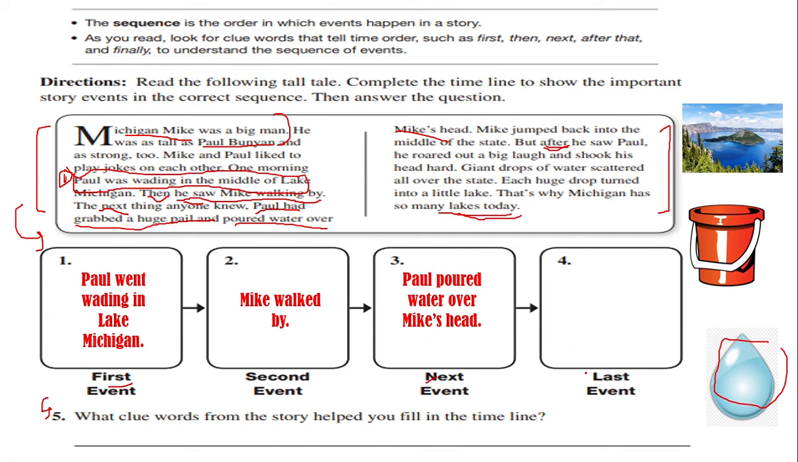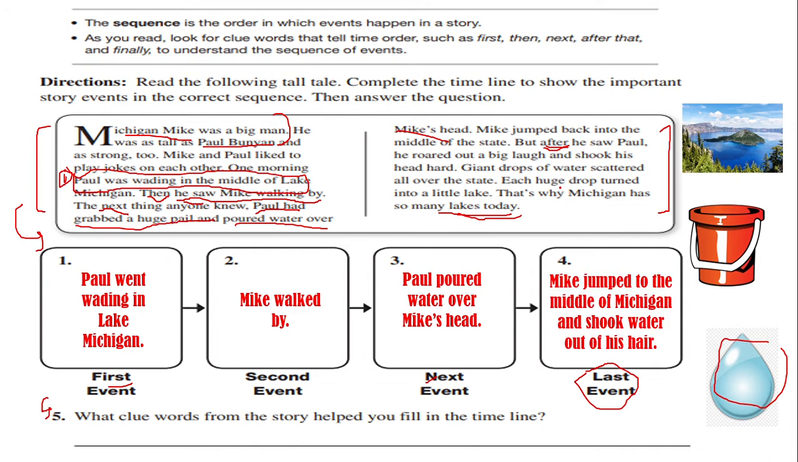The last event, okay, is what happened after that. After that, he saw Paul, he roared out a big laugh and shook his head hard. Giant drops of water scattered all over the state. So I can say Mike jumped to the middle of Michigan. Okay, I have to include this small detail.